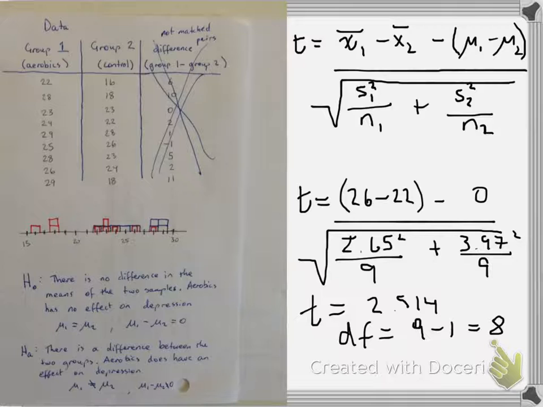Plugging in our numbers, we will be able to calculate that the t-value ends up being 2.514, and since I'm doing this by hand in the video, we will use that the degrees of freedom is equal to 8. Now, if you were to use your calculator or some other software to calculate this test statistic, the calculator has another way of calculating the degrees of freedom, and their degrees of freedom will be some decimal.